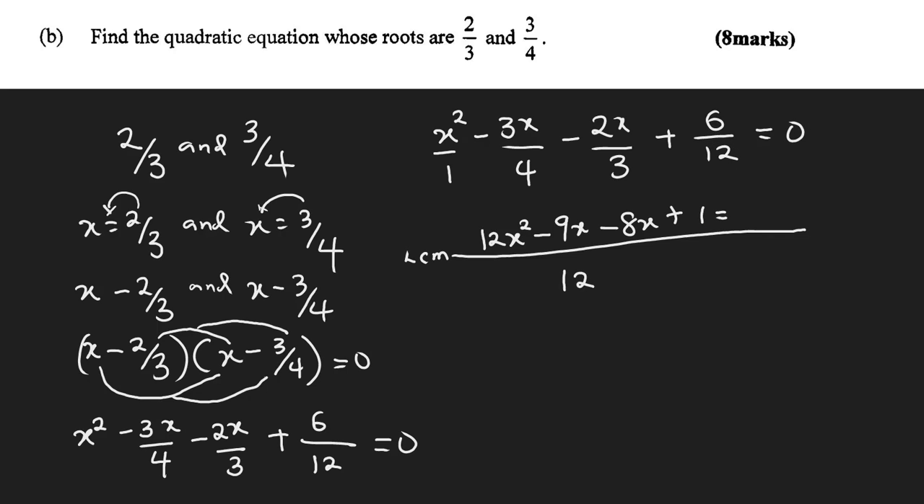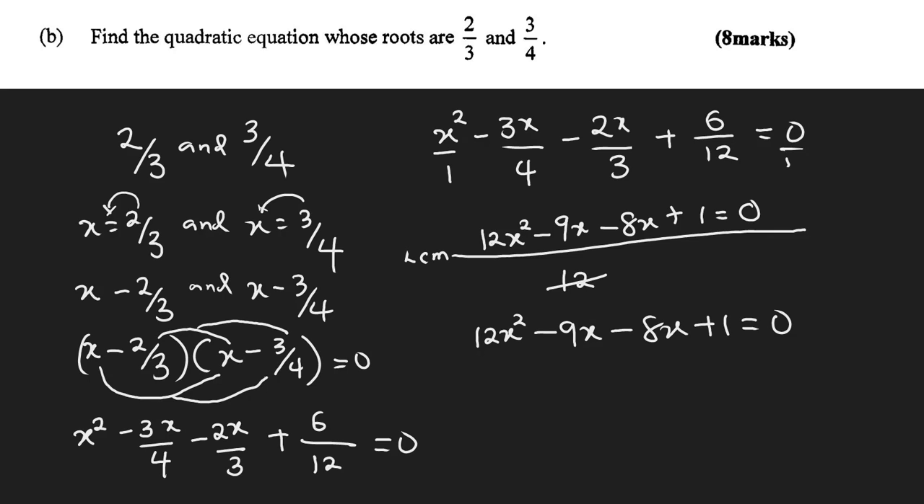So equals to 0. 0 divided by this one here, even if you balance it with 0 with 1, 12 divided by 1 is 1. 1 times 12 divided by 1 is 12, and 12 times 0 is still 0. So you cancel the denominator because of this equality sign. Whenever we take the LCM of any fraction that has an equality sign, we cancel the denominator at the end of the day. So we are left with 12x squared minus 9x minus 8x plus 1 is equal to 0, right?